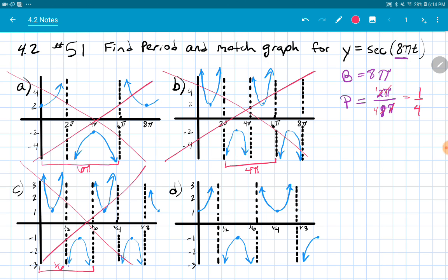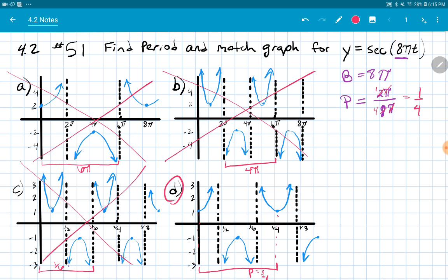So that one's out. And my last one is a little harder to see the period since it doesn't have the whole period after 0, but we can start anywhere, right? We don't have to have asymptote to asymptote. So I'm going to start from the minimum and go into the next minimum, which gives me a period of 1/4. So we have a winner, D.